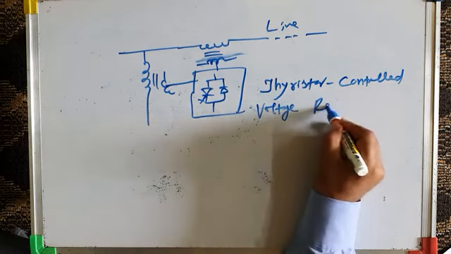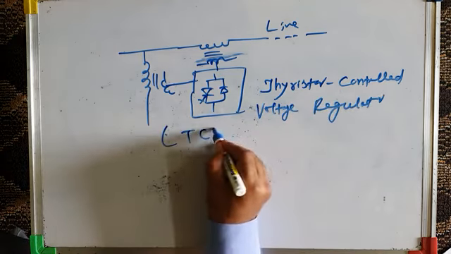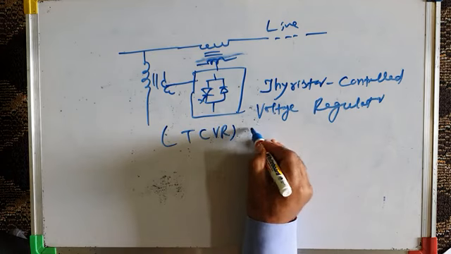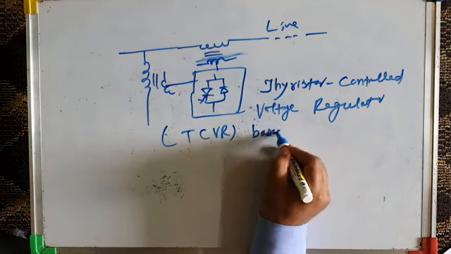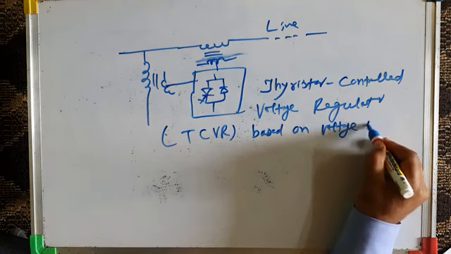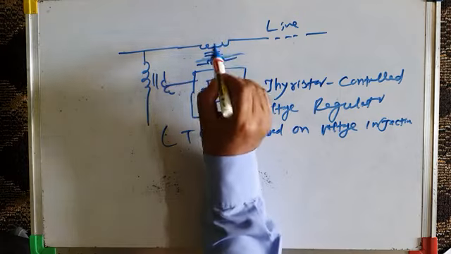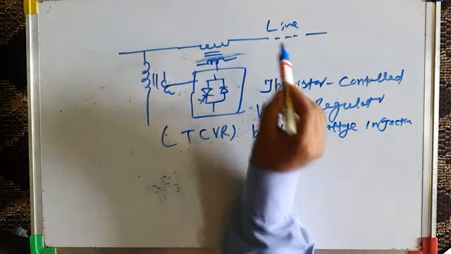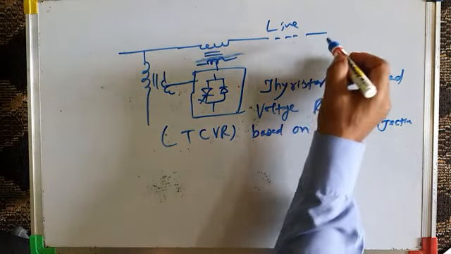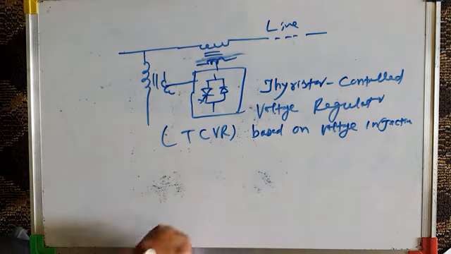Voltage regulator, which is also called TCVR. VR means voltage regulator, based on voltage injection. Why is it based on voltage injection? Because we are injecting certain amount of voltage in series with the line, and hence we are regulating bus voltage. I mean, we want to regulate the voltage of this line. We can regulate it with the help of this, right?